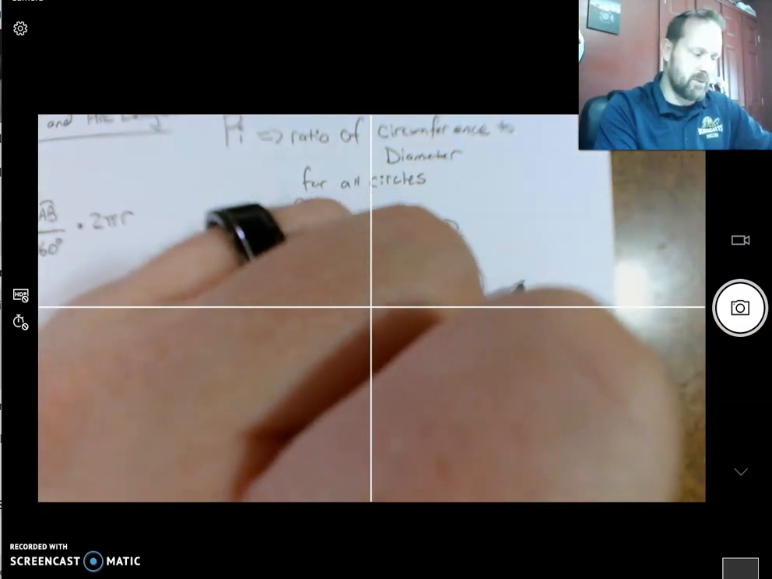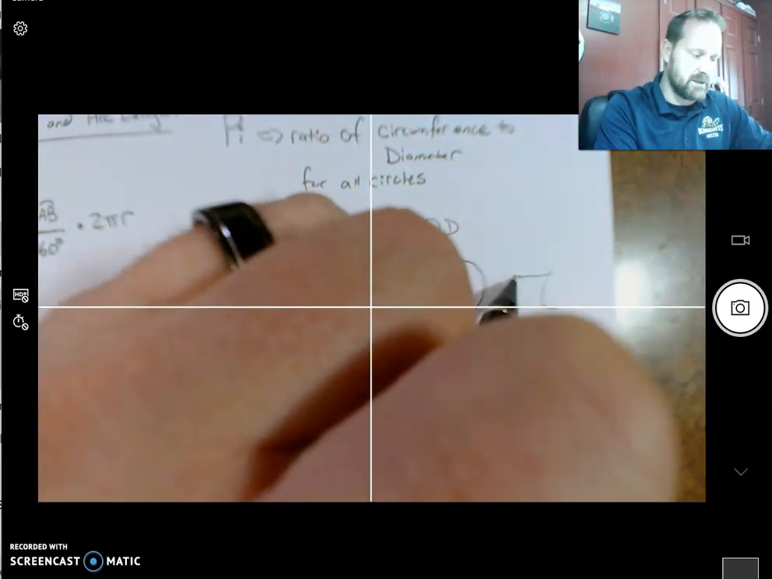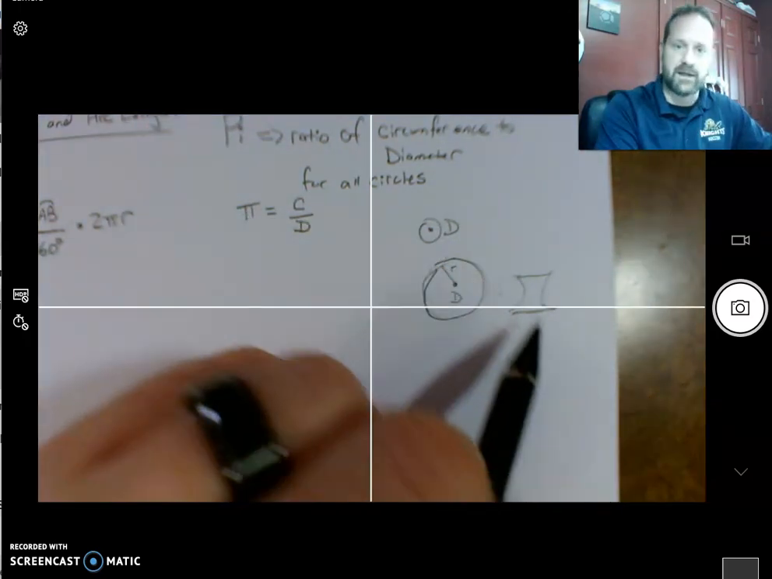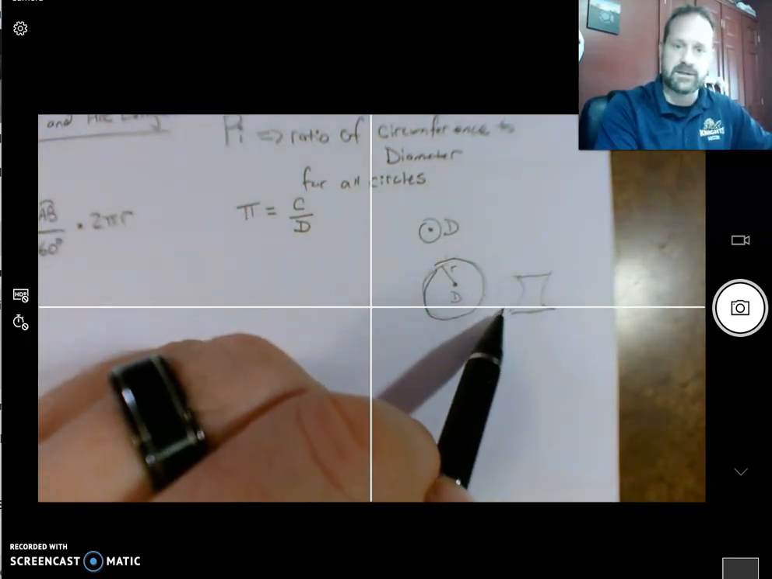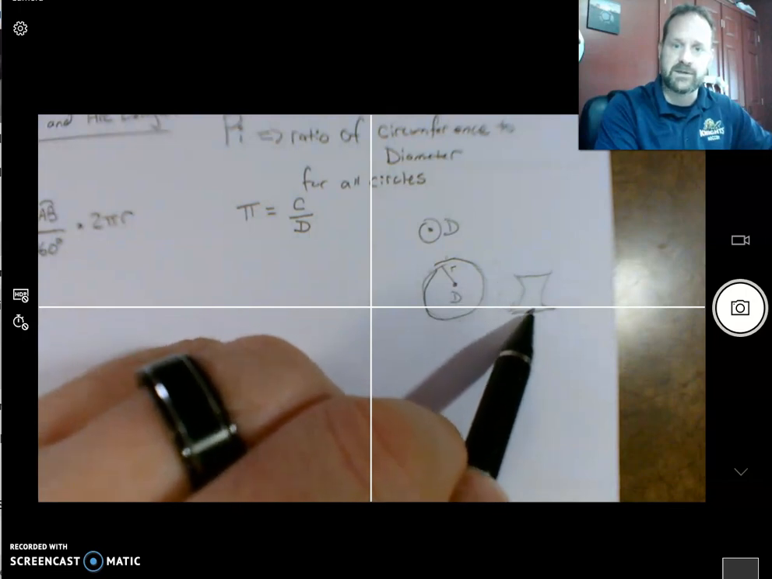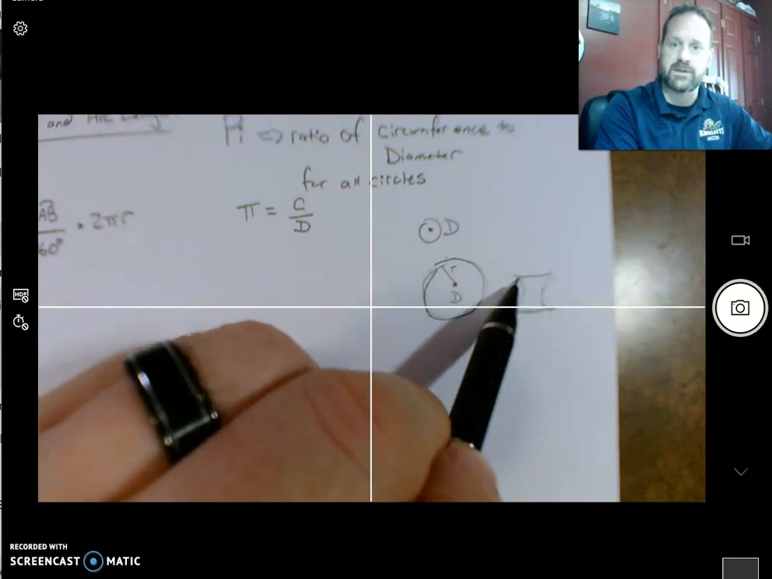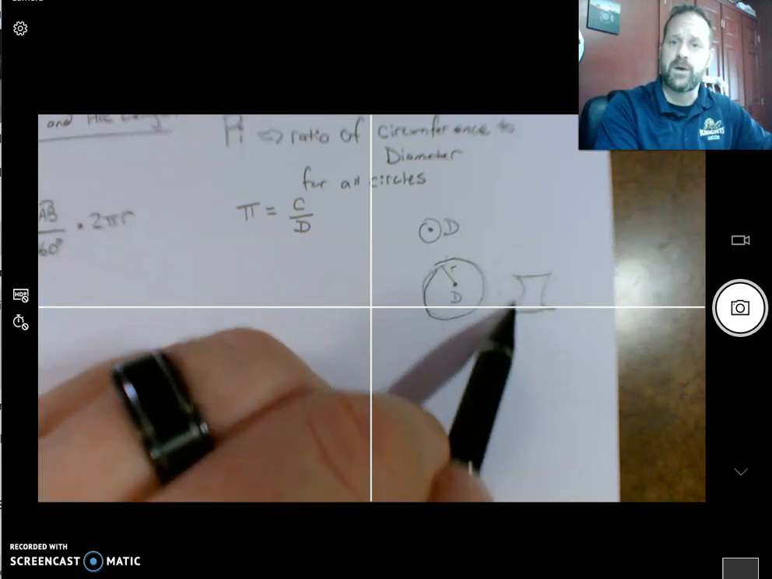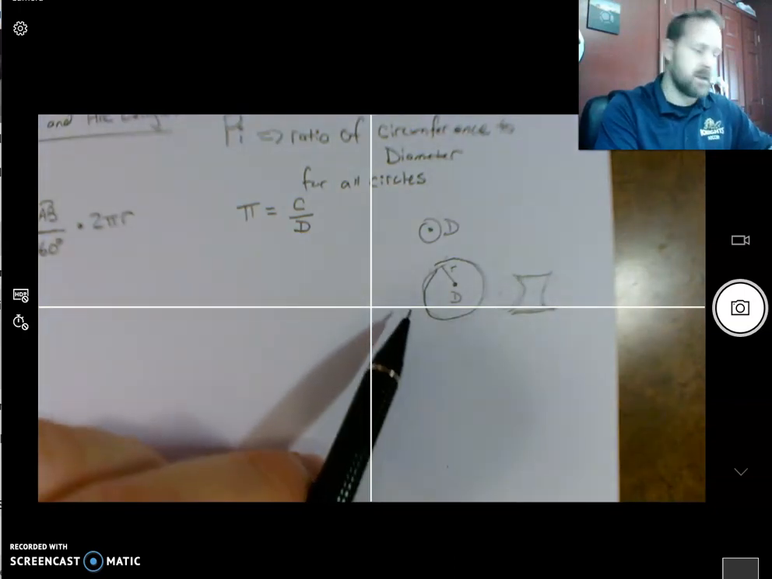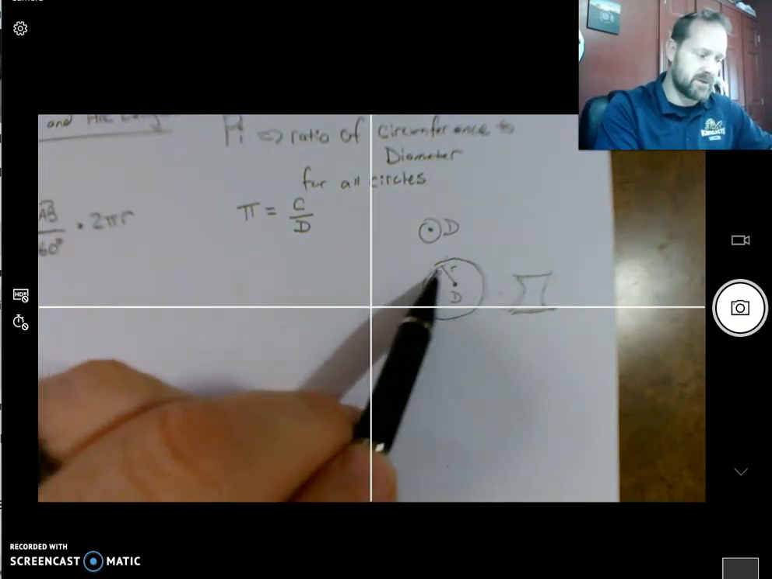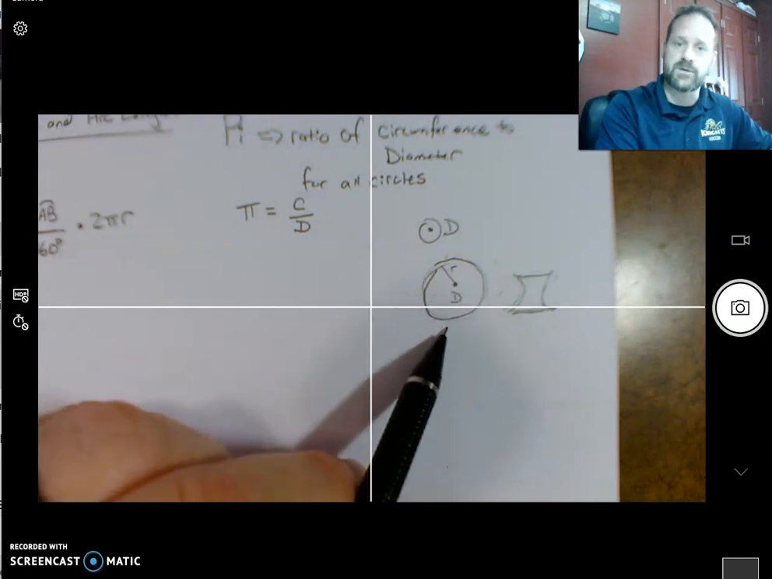But we're going to have a problem later that's going to be like this and like this, and we're going to have something like that. So you're going to have a distance like this plus a distance here plus this other straight, and we want to know the total perimeter. So circumference is the distance around the circle.